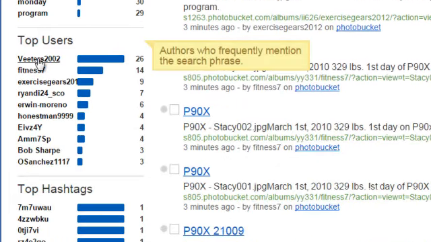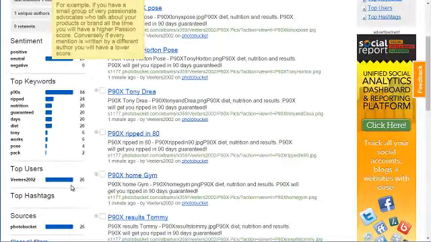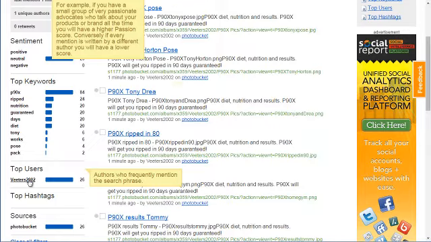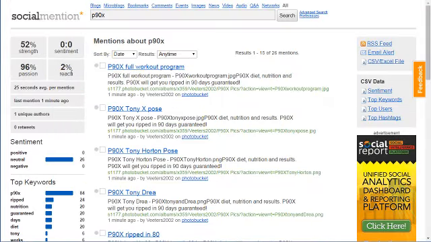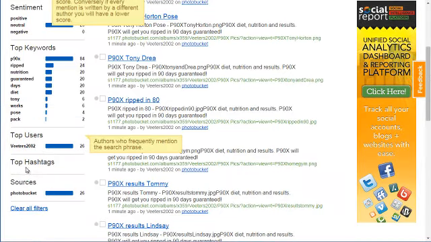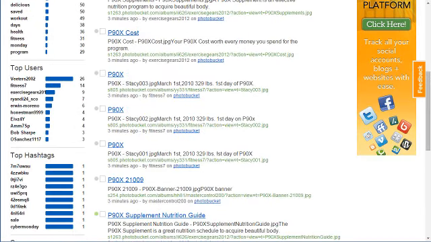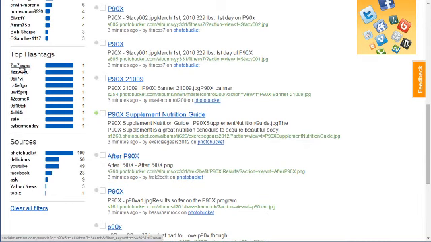And you can also see the top users or authors who frequently mention the search phrase. So these are opportunities in themselves. If you find somebody who talks about P90X a lot and is very, very passionate about it, you could click on them. And by clicking on them, you can get a better idea about that user in terms of their strength, passion, and reach. So you can also analyze specific users and also hashtags as well. So that's pretty powerful.